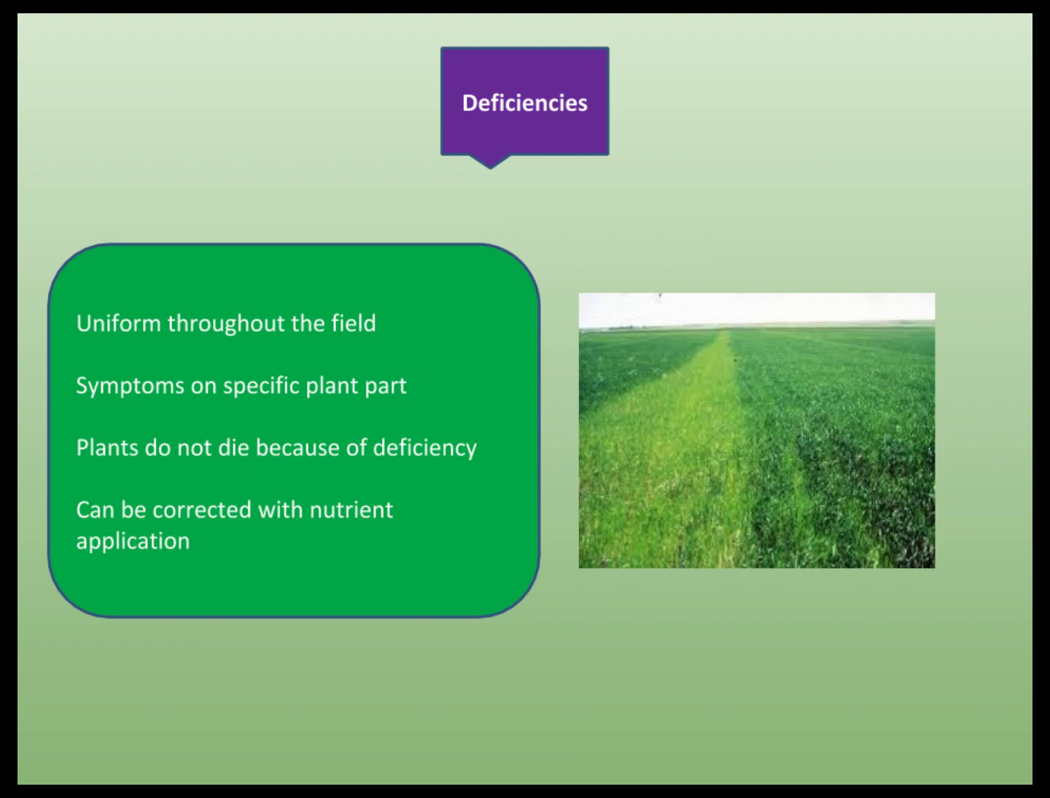These symptoms particularly appear on a specific plant part in all the plants, but due to these symptoms, the plants do not die due to deficiency. And finally, the problem can be corrected with the application of that particular deficient nutrient.